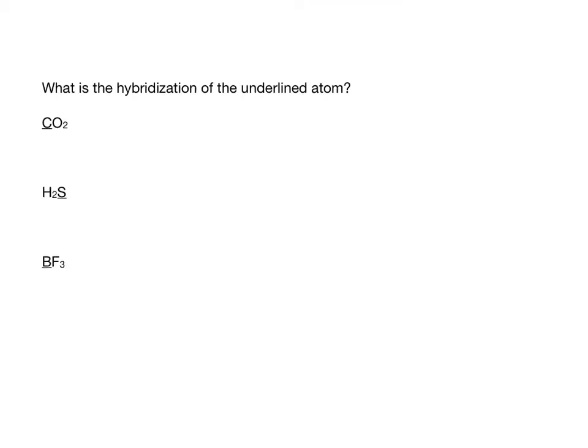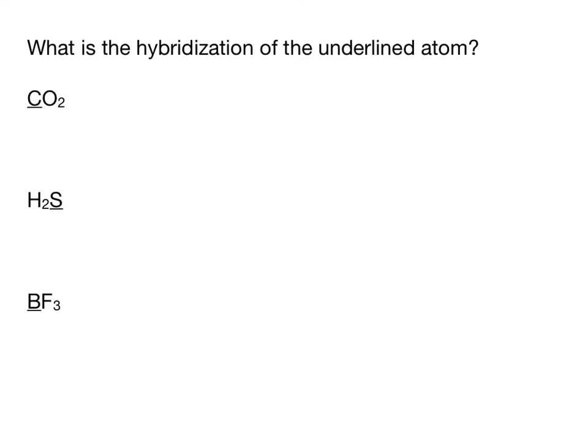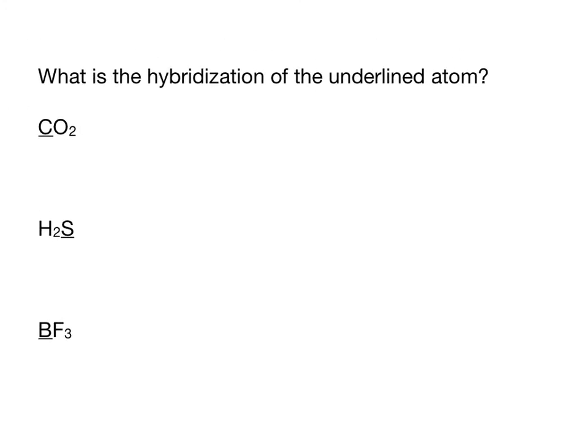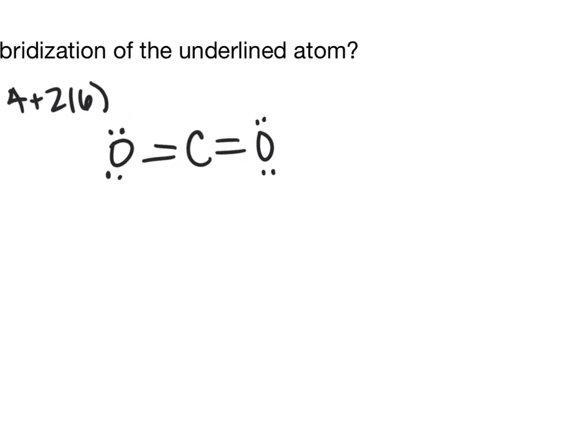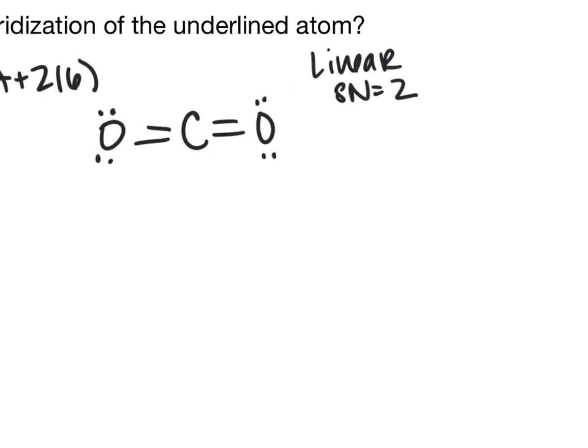So let's look at CO2. So for CO2, our valence electrons will be 4 plus 2 times 6. And so we know that carbon will be in the middle, connected to oxygen. And so we see this structure. So the steric number here is 2, so we know that this is linear and an SN of 2. Now there are just 2 things connected, but they have double bonds.